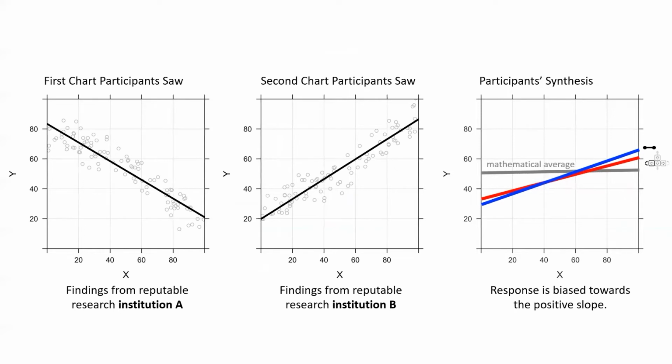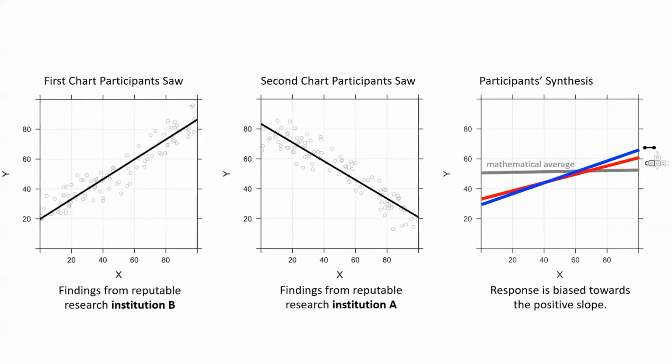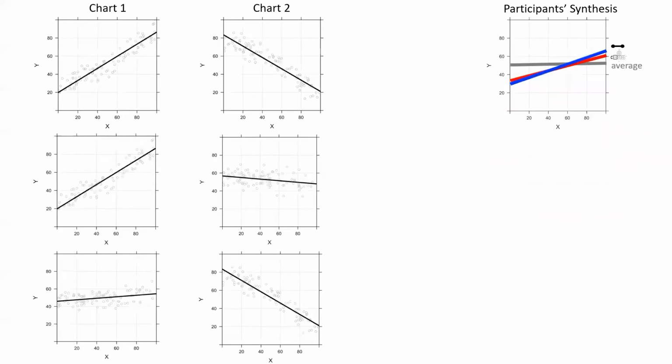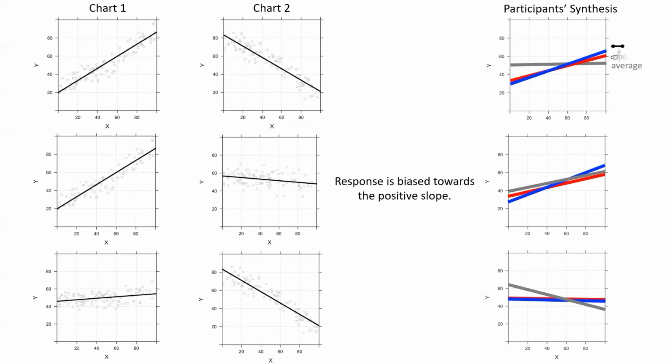Participants seem to be biased to see the slope as more positive than the mathematical average of the two slopes. Of course, the result is obtained after counterbalancing the order of the charts that are shown to people. So from now on, let's just refer to them as chart 1 and chart 2. We sampled a few variations of slopes, where both slopes are shown in the opposite direction, one positive and one negative. And across the board, the participants' response synthesizing the two slopes is biased towards a positive slope.